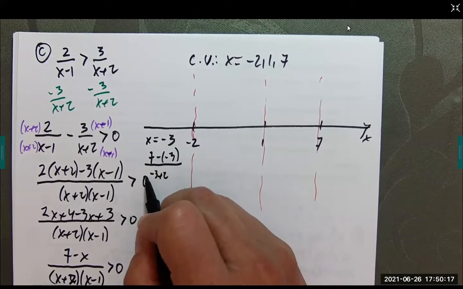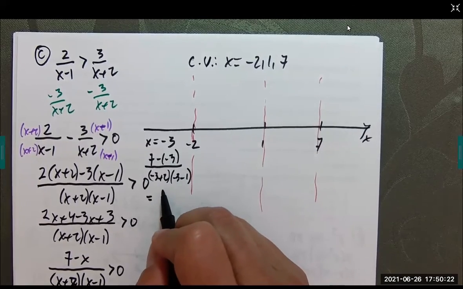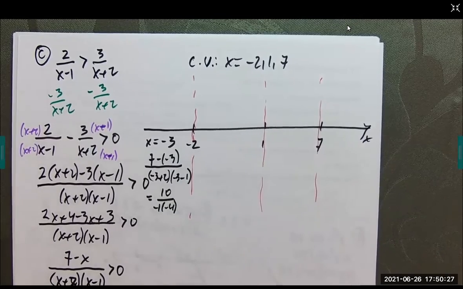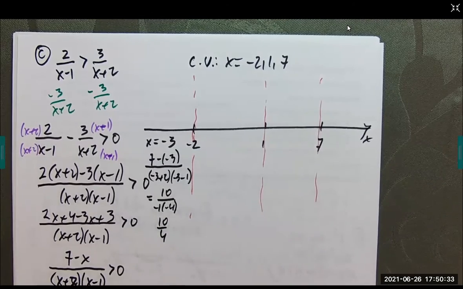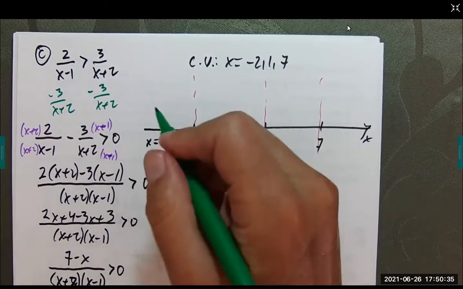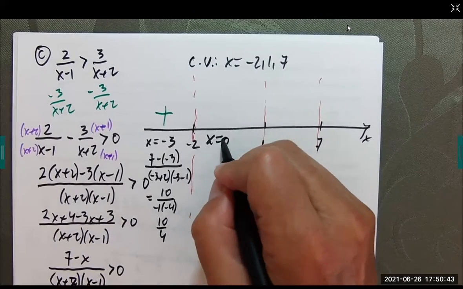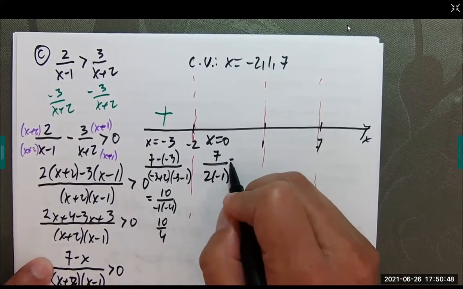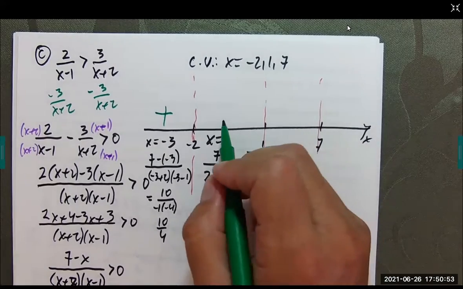-3 plus 2, -3 minus 1. That's going to give me 10 over -1 times -4, which is 10 over 4. And it reduces, but who cares? We just want the sign, it's positive. But between -2 and 1, I'm going to pick 0. x equals 0. So it's going to give me 7 over 2 times -1, which is -7/2. And again, the number is irrelevant. The sign is what's important.